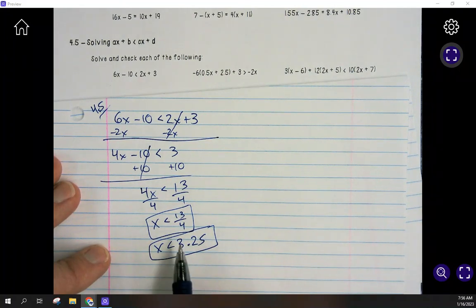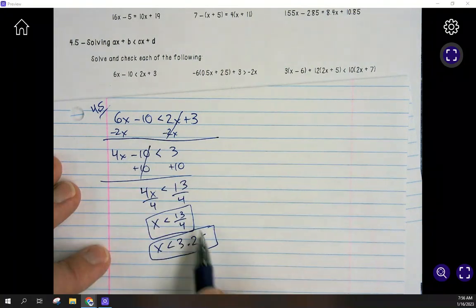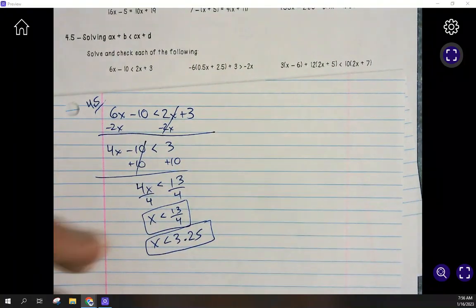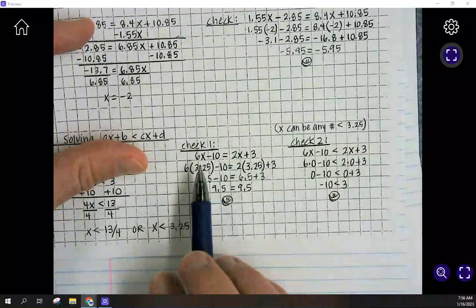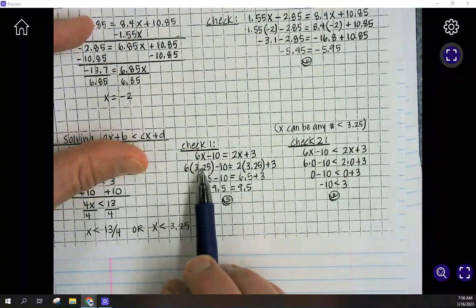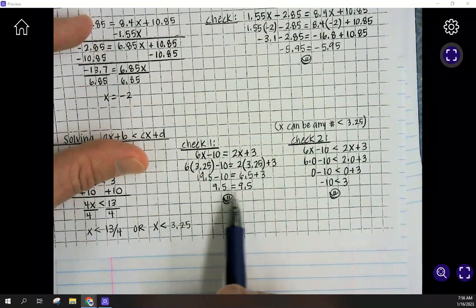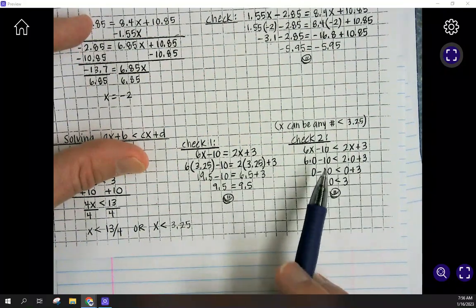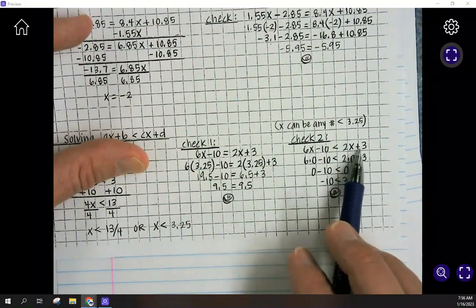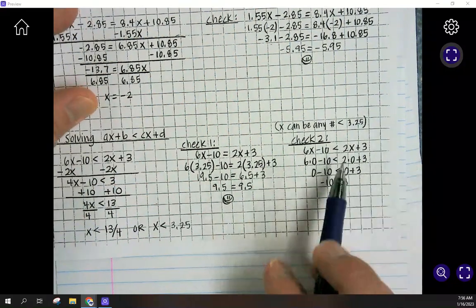So your first check, you're going to put equals. You're going to plug your answer in. Show you what it looks like. You put equals, and then you plug your 3.25 answer in. Simplify both sides. Make sure you get the same thing. Check number 2. Make sure you write this out on your paper so you've got it.